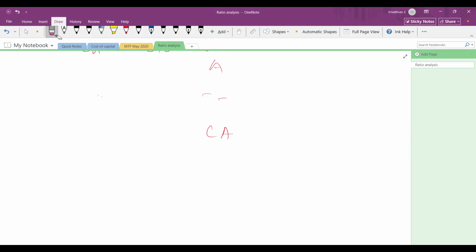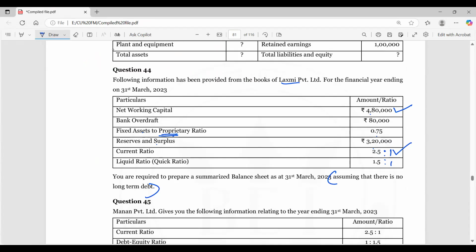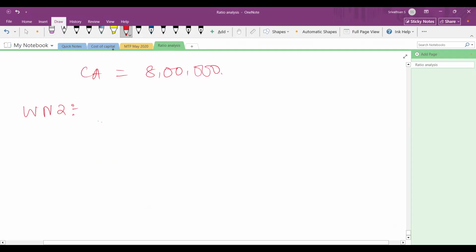Listen, this is the shortcut to solve the question. In your textbook, they did not use the shortcut method and they have taken a lot of working notes to solve it. But this is a shortcut method to solve it. We have payables also in this question. Bank overdraft is not the only current liability. We will have payables also. So working note 2, calculation of proprietary funds.